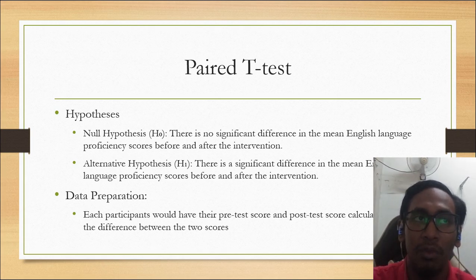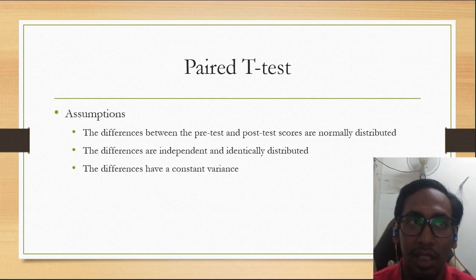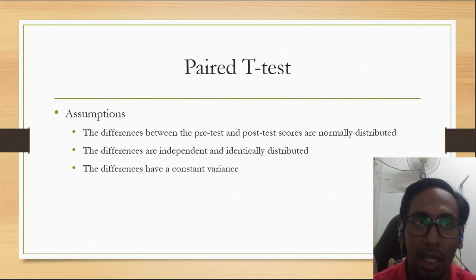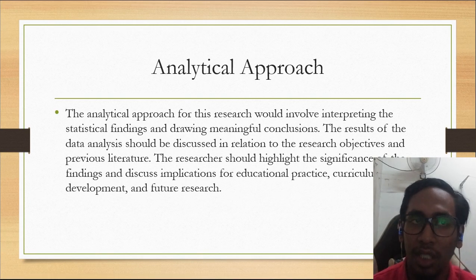And for the assumptions, there are 3 assumptions for this paired t-test. The first one is the differences between the pre-test and post-test are normally distributed. Secondly, the differences are independent and identically distributed. And the last one is the differences have a constant variance.